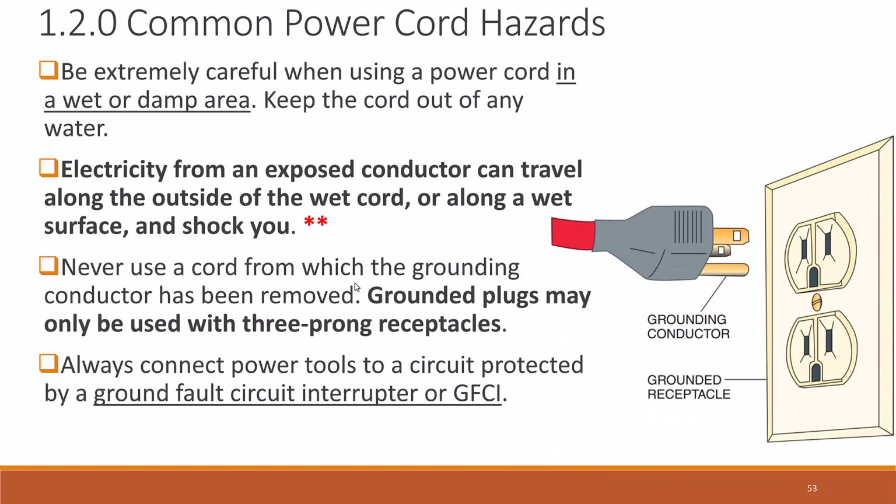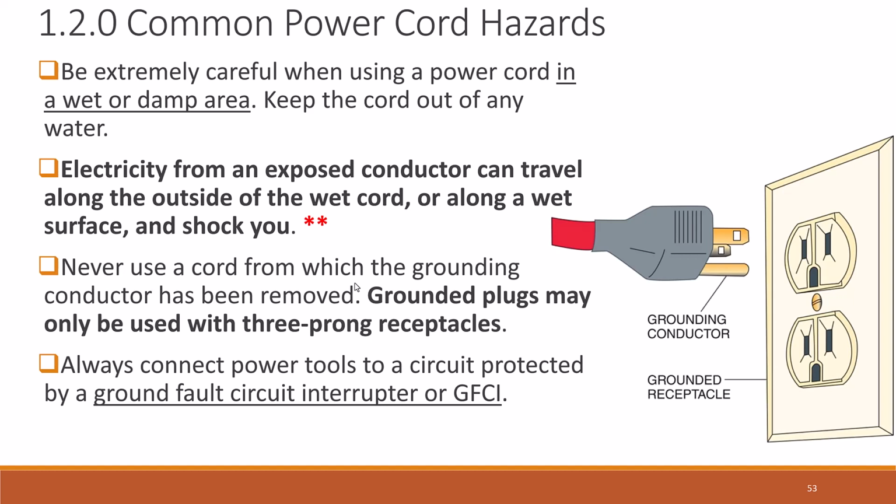So be very careful when using a power cord in a wet or damp area. Keep the cord out of the water. Electricity has been known to travel along the outside of a wet cord. The water itself on the outside of the extension cord can be a conductor, and so it could literally come back at you, and you're grabbing this wire that's actually live on the outside because of that. Especially with the kind of Louisiana rainstorms we get, this can be a real issue.